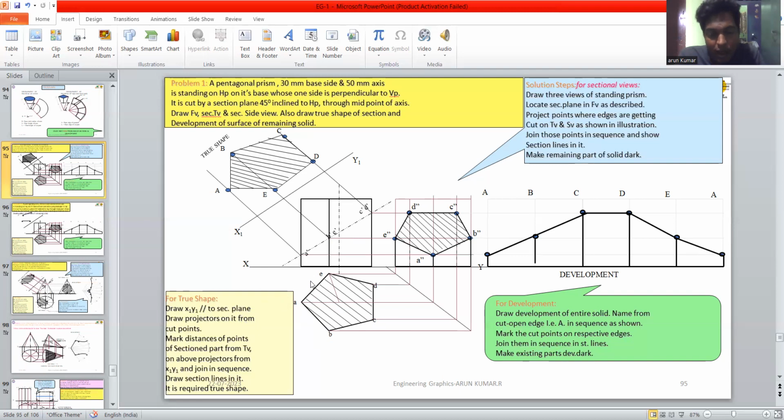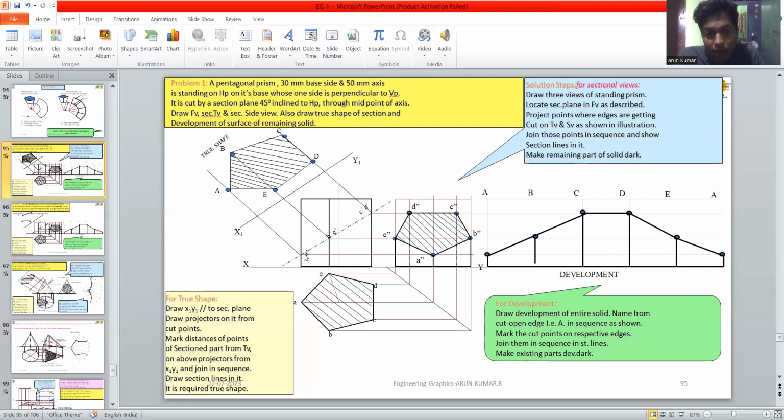Then, what is the condition? We have to cut the plane at 45 degrees to HP. That is very important. It passes through the midpoint of your axis. So draw the axis, and then using projectors, cut the plane at 45 degrees. I indicate it as a dotted line, the cutting plane line, here.